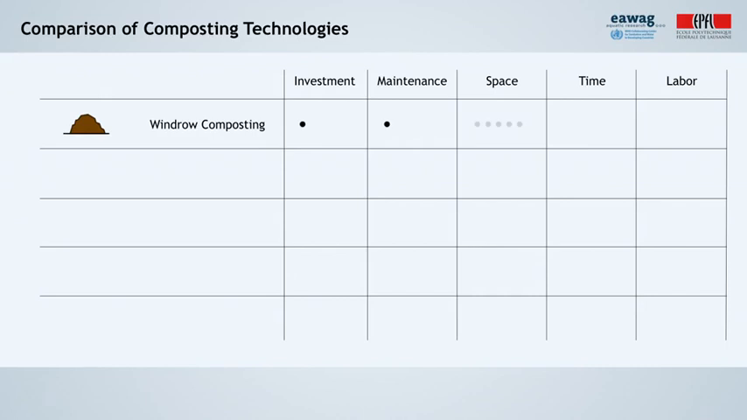However, it needs a lot of space because the windrows have sloped sides and cannot be put too close together. It ranks medium when it comes to the time needed for the composting process, and it is labor intensive.